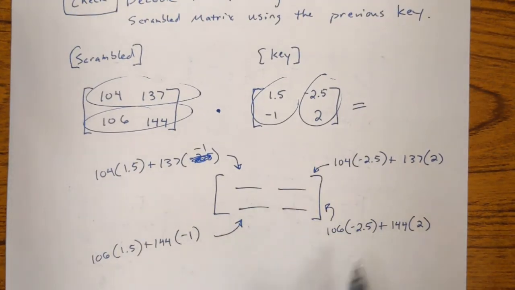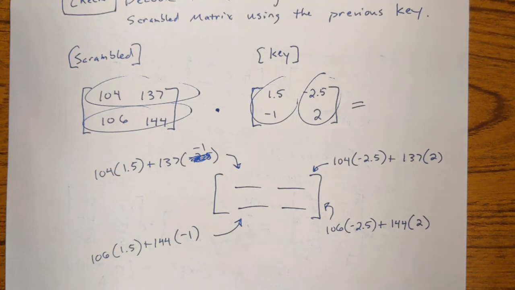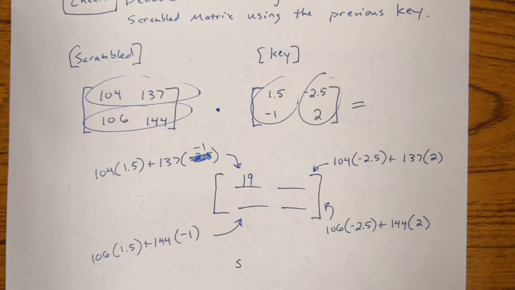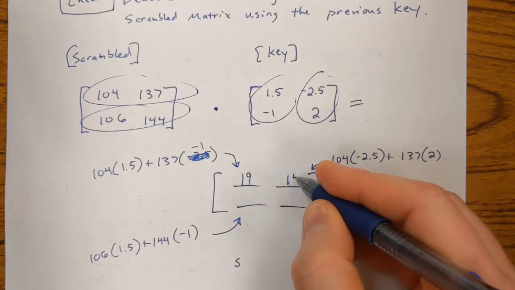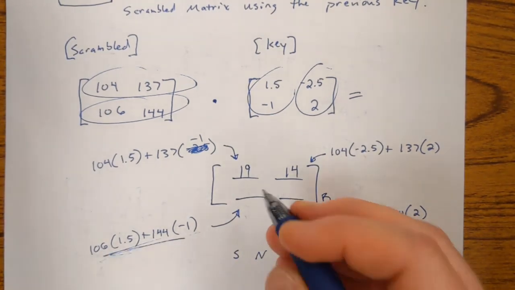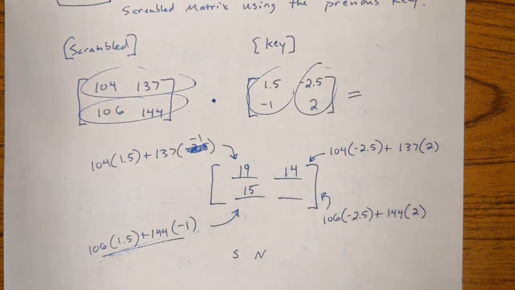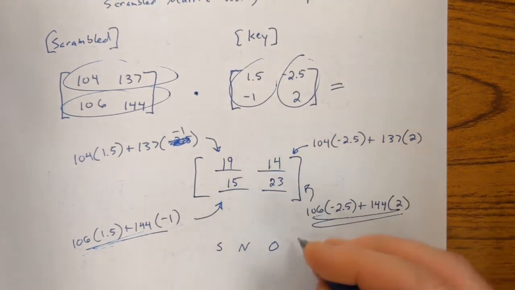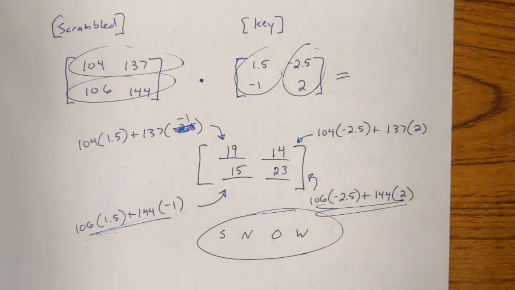And here we go. I've set up all of my work. When I do this calculation for the matrix multiplication, I get 19, and that is the letter S. When I do this multiplication, I get 14, and that is the letter N. When I do this multiplication here, I get 15. That is the letter O. All right, I've got S and O. It's going to either be snow, snob, snot. I don't think it's that. All right, do my last calculation here. The last calculation comes out to a 23. I've got the password. The password was snow.